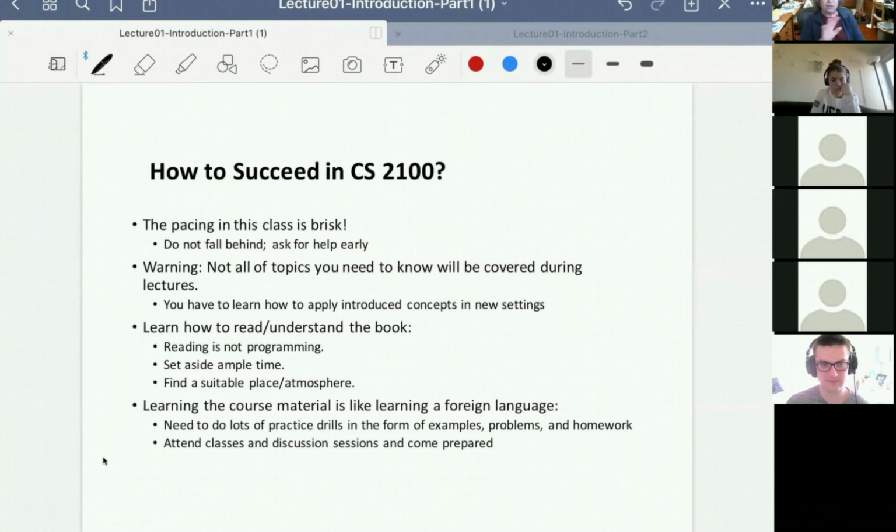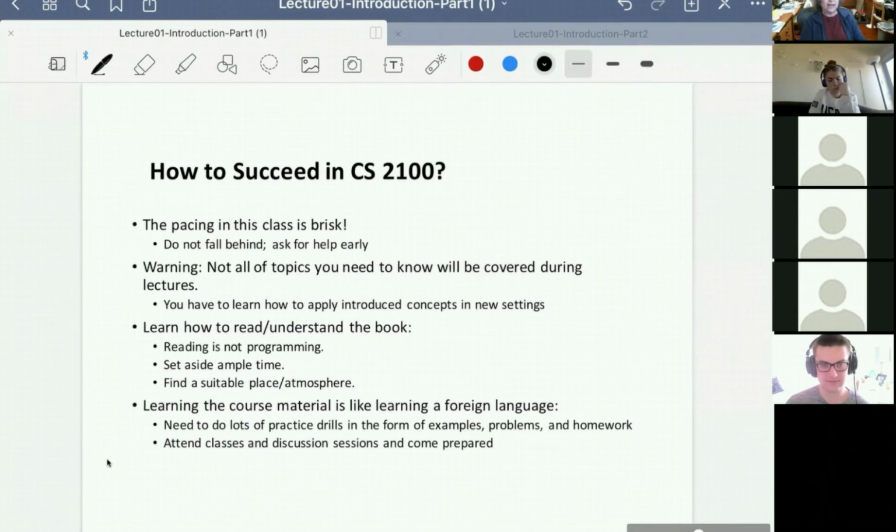Learning course material is like learning a foreign language. I know many of you have learned foreign languages. You need to do lots of practice drills in the form of examples, problems, and homeworks. You need to go to classes and discussions and sessions and come prepared.